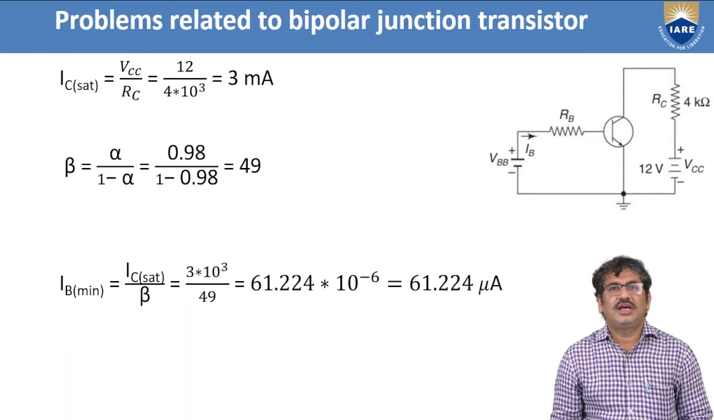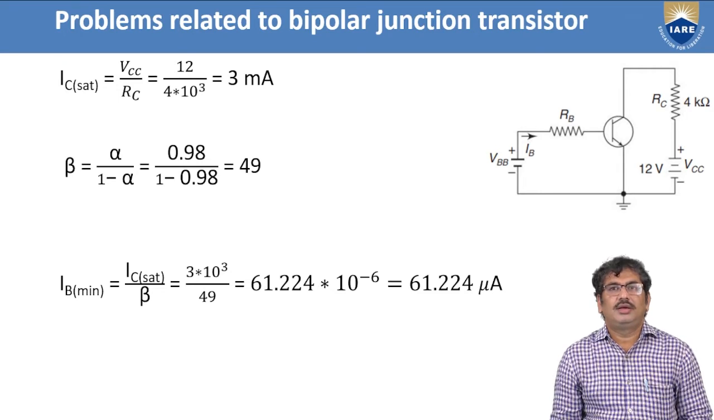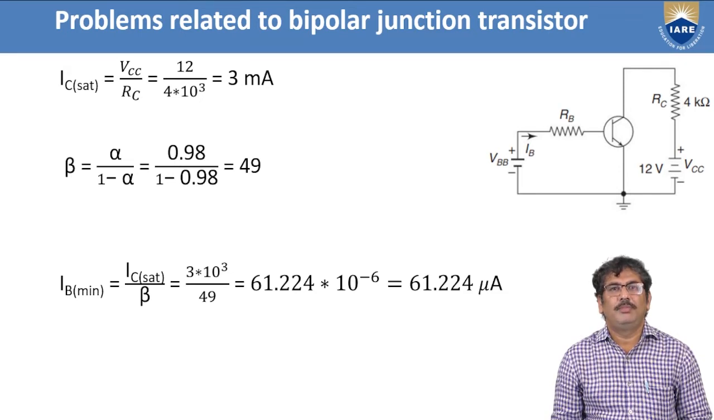Next, the minimum base current, IB minimum, is given as IC SAT divided by beta, where IC SAT we got as 3 milliamperes, so 3 into 10 power minus 3, and beta we estimated as 49. By substituting these two values, we will get the current as 61.224 into 10 power minus 6, which is the minimum base current equivalent to 61.224 microamperes.